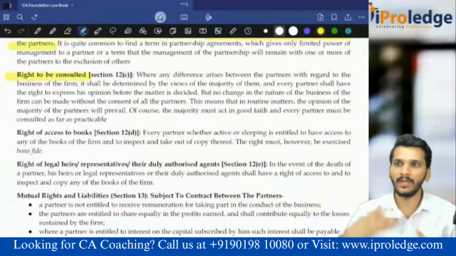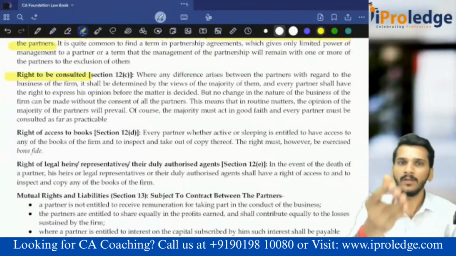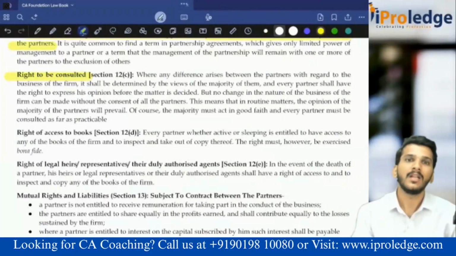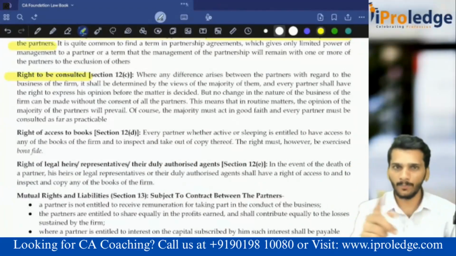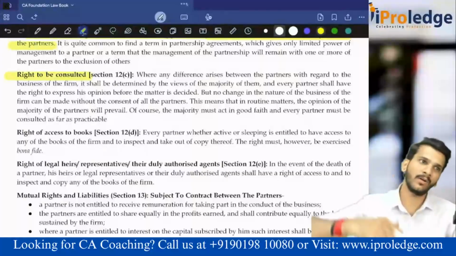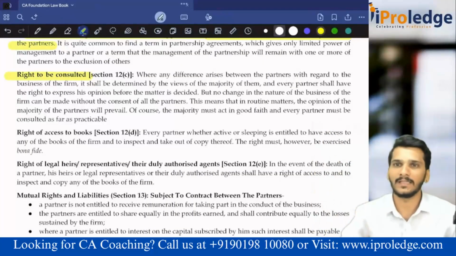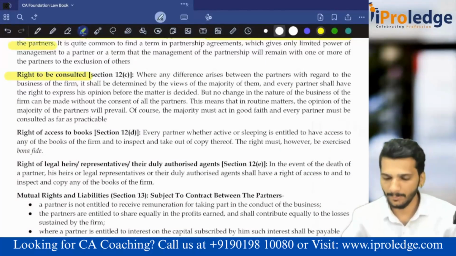We are acting for the greatest common advantage only. If I have any doubt, I can come to you. If you have any doubt, you can go to him. You can come to me. It is like the right to be consulted. Even if this matter is not being resolved among the partners, then we can go and consult an external party also, for the purpose of common advantage of the partnership.